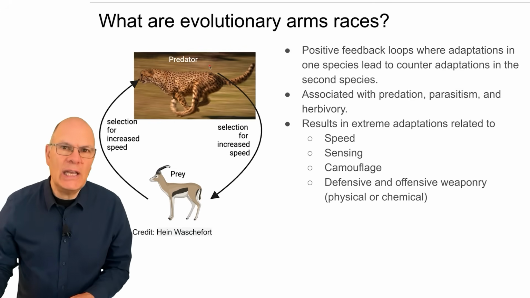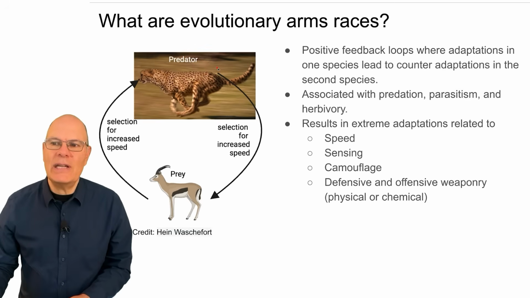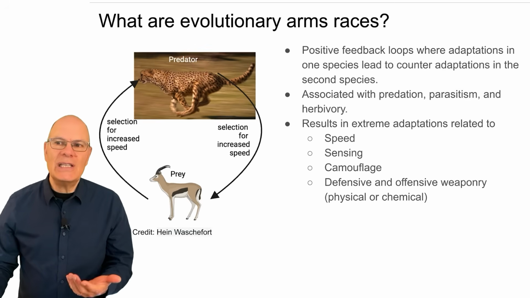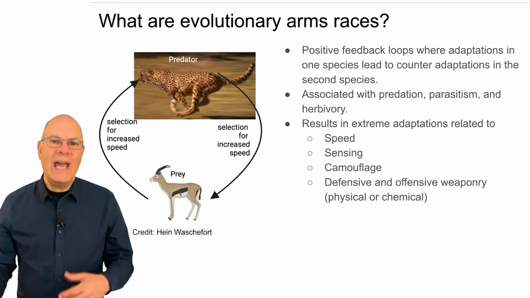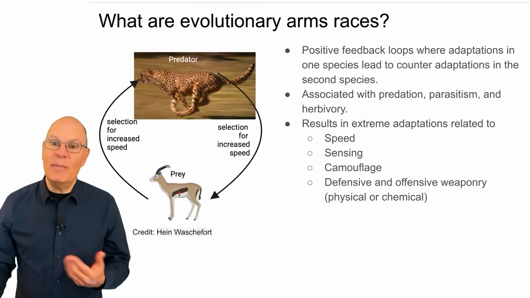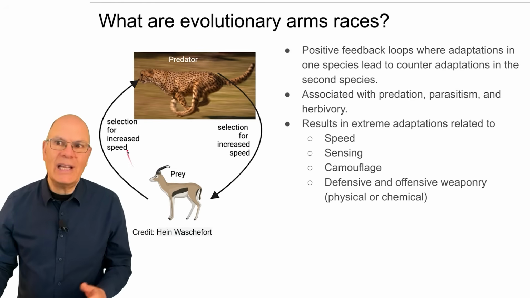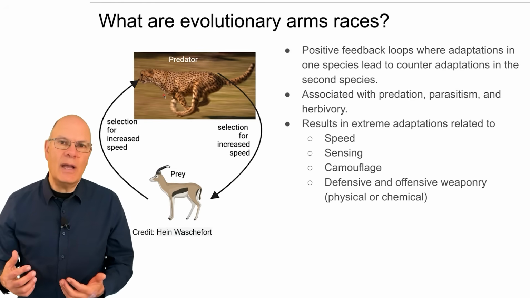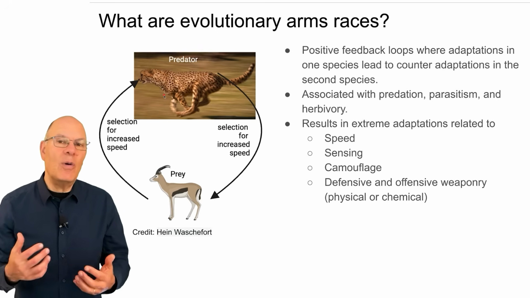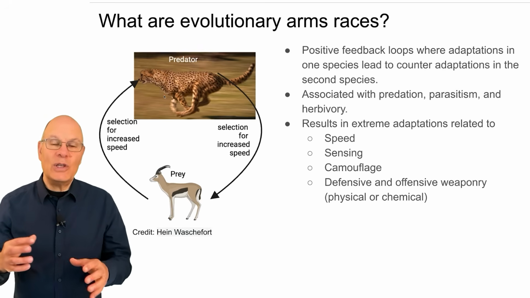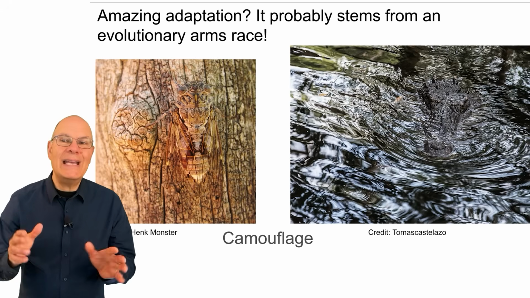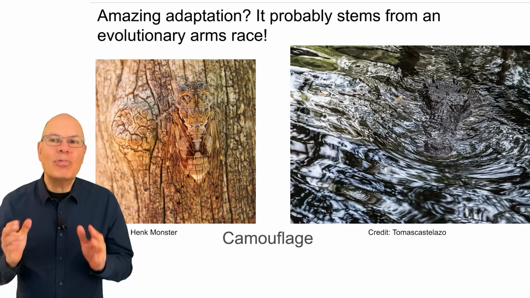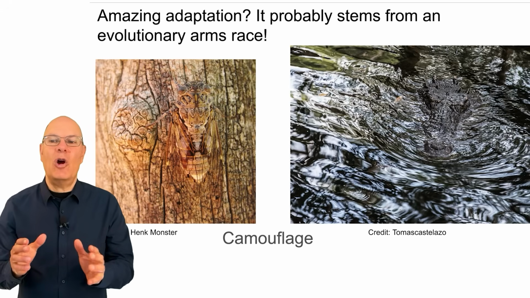Why is a cheetah capable of running 60 miles an hour? Well, it's because the cheetah's speed has selected its prey for speed. And as the prey have evolved to become faster, that's caused a counter adaptation in the cheetahs, which has caused them to become faster. This obviously doesn't go on forever because there are physical and physiological limits, but when you see an amazing adaptation, it probably stems from an evolutionary arms race.